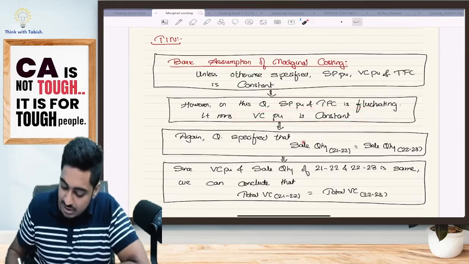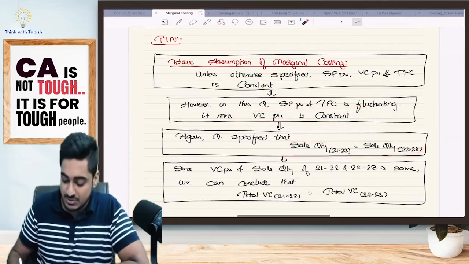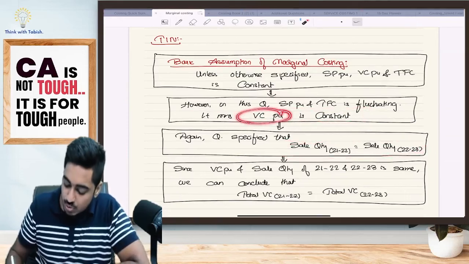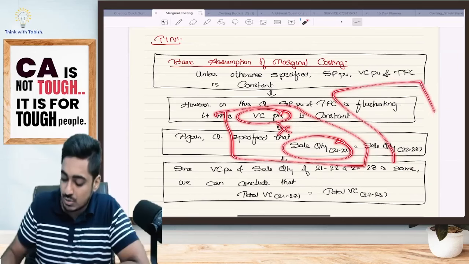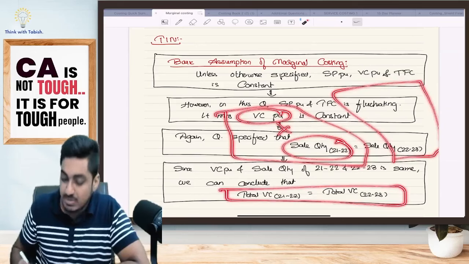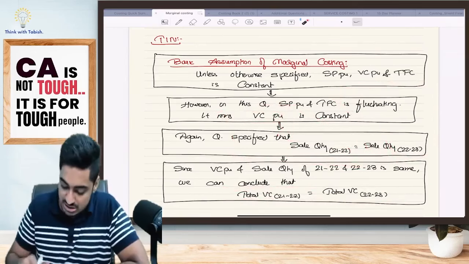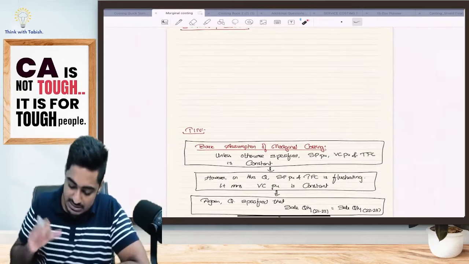Again, the question is telling me that quantity is also the same. Means variable cost per unit is the same, quantity is also the same. That means total variable cost of last year should be equal to total variable cost of the current year. Based on that, I will be doing my solution. Yes or no, everyone? Yes, sir.